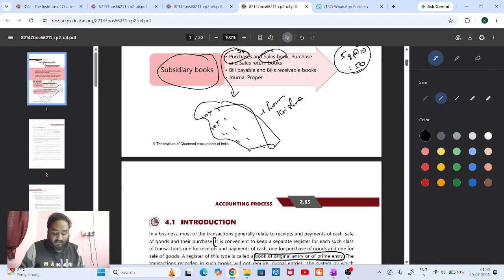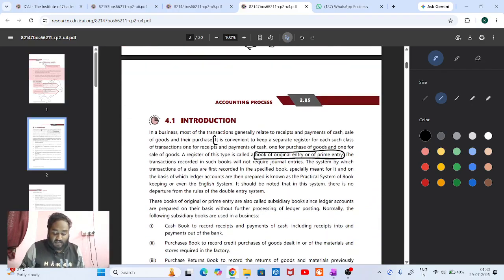Subsidiary books are of 7 types. I will tell you about it later. In businesses, most of the transactions generally relate to receipts and payments of cash, sale of goods, and their purchase. It is convenient to keep a separate register for each class of transactions, one for receipts, one for payments of cash.